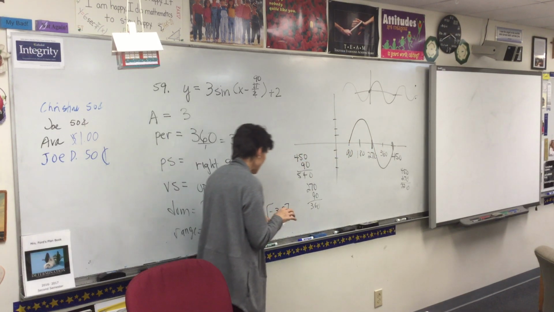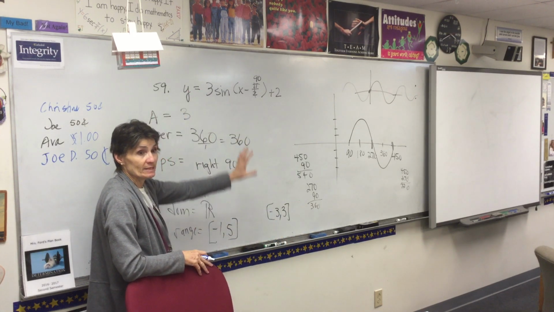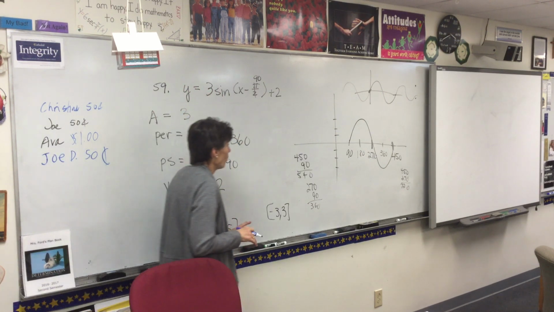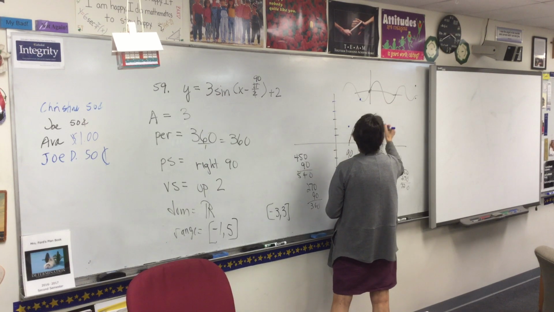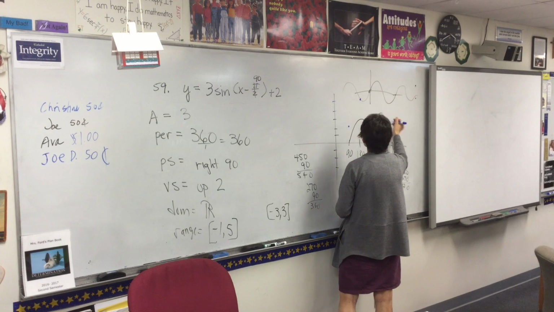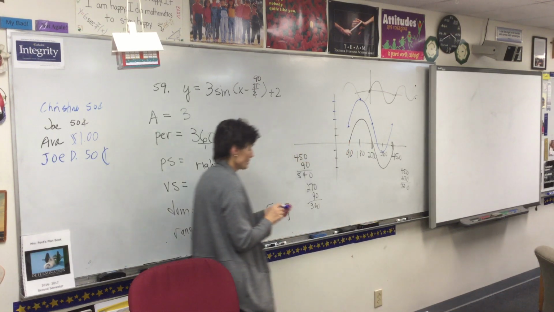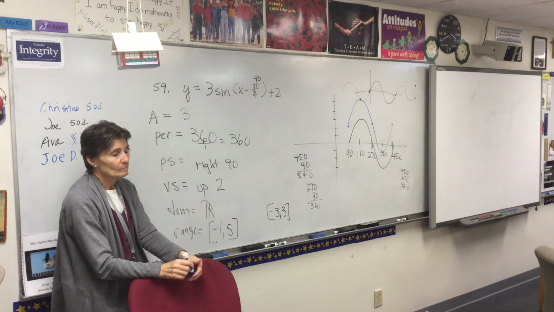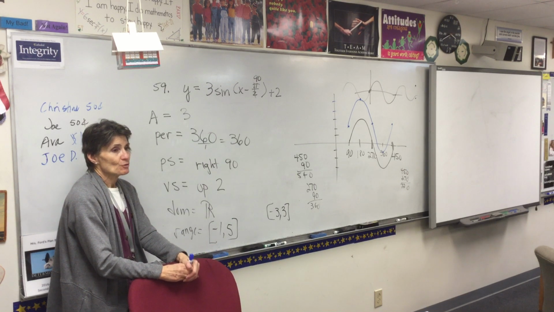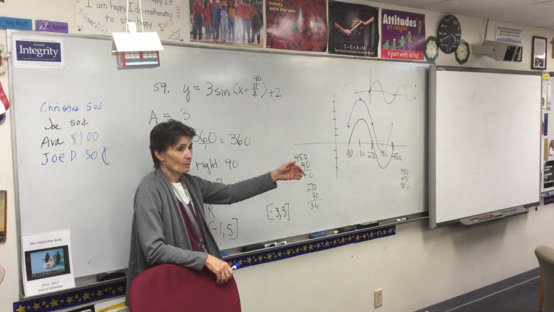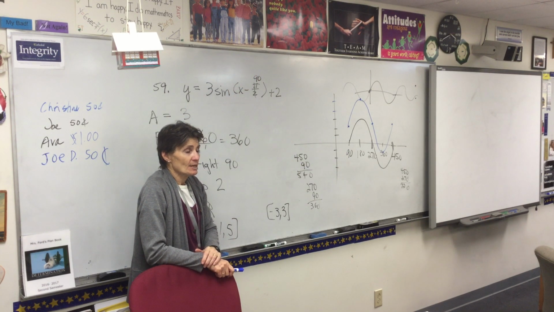And then, if you want to get all the points for this problem, and this problem is mega points here, you got to raise it up 2. So every point comes up 2. And the blue curve is your final answer. So you took the sine curve that you always draw and you shifted it 90 degrees to the right and 2 units up. Okay? That's a huge problem.